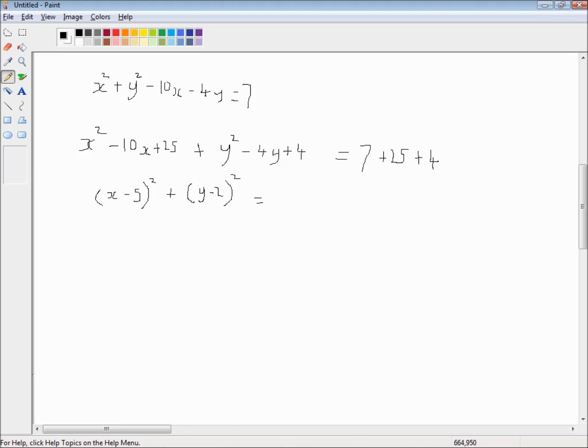And that's equal to 7 + 25 + 4. Well, 25 plus 4 is 29, and 29 plus 7 is 36.